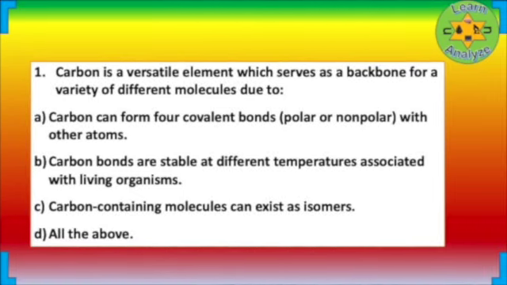Question number 1. Carbon is a versatile element which serves as a backbone for a variety of different molecules due to: Option A. Carbon can form 4 covalent bonds, polar or non-polar, with other atoms. Option B. Carbon bonds are stable at different temperatures associated with living organisms. Option C. Carbon containing molecules can exist as isomers. Option D. All the above.